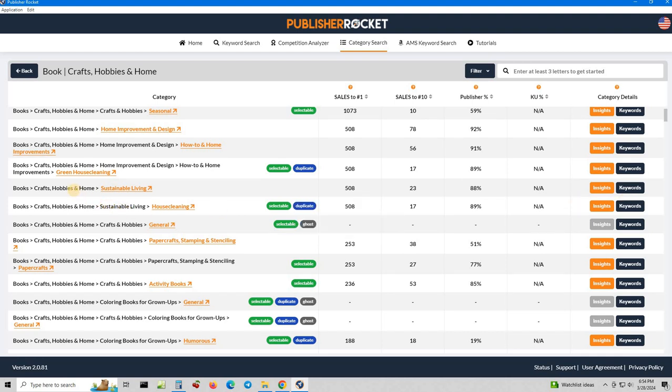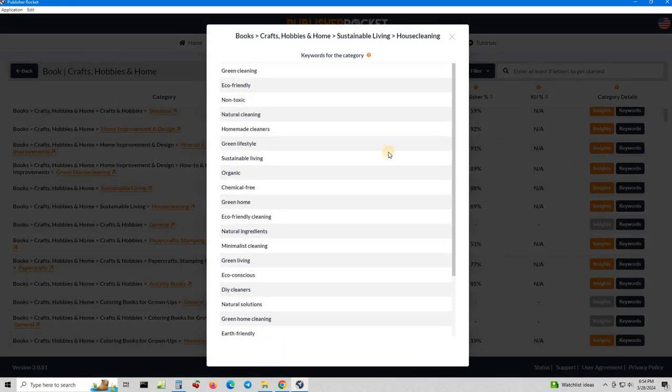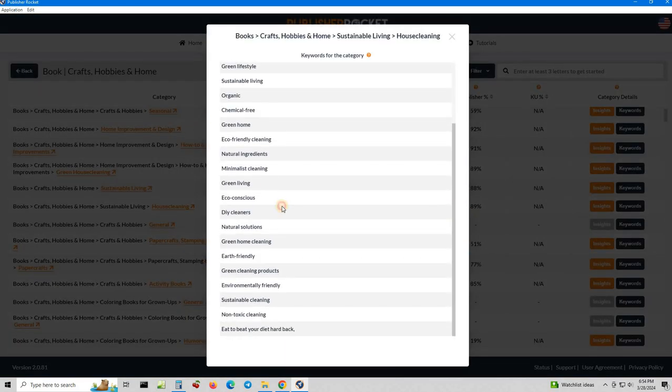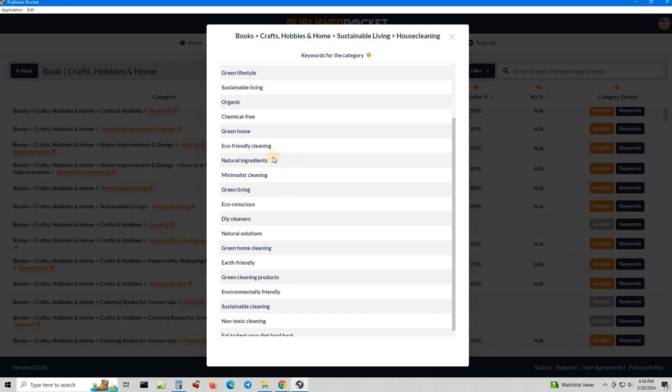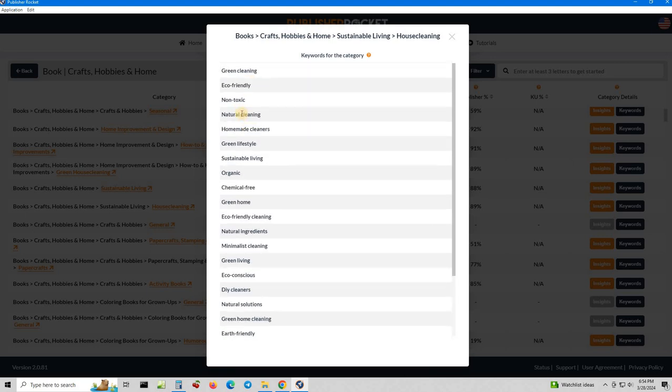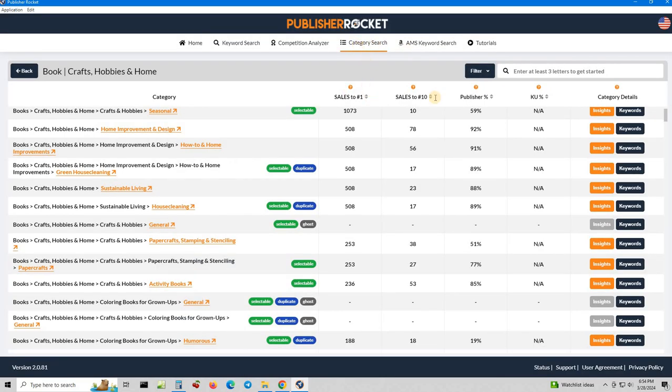Let's see, hobbies, homes, sustainable. Let's see what we got for keywords. So this will work. These are people looking to clean their home and make it toxic free. Look at this, non-toxic. So we got a category. Hooray! We want to make this change in your books right away in the paperback, because this is paperback only we're looking at right now.